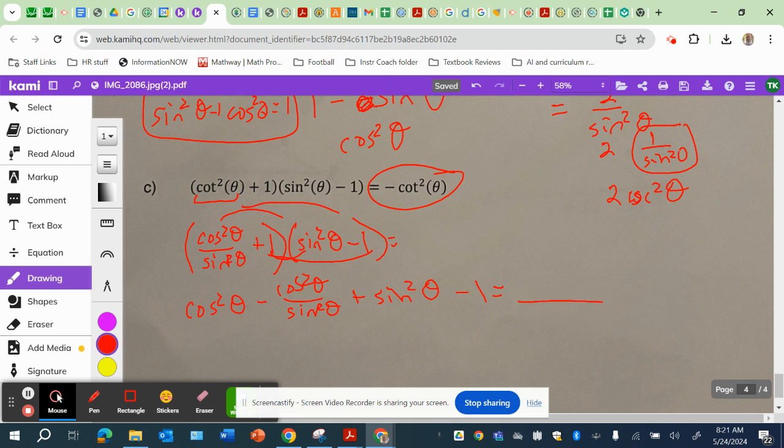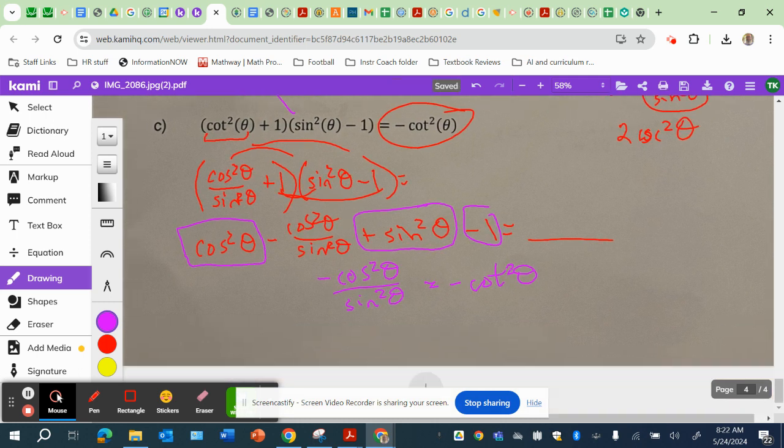So what can you simplify? Well, cosine squared plus sine squared is equal to 1. That's the most important one to know. So this is 1 and this is negative 1, so that's 0. So all you have left is negative cosine squared theta over sine squared theta, which is negative cotangent squared, because cosine squared over sine squared is cotangent squared. All right, that's pretty long. Let me know if you have questions and you need more help.